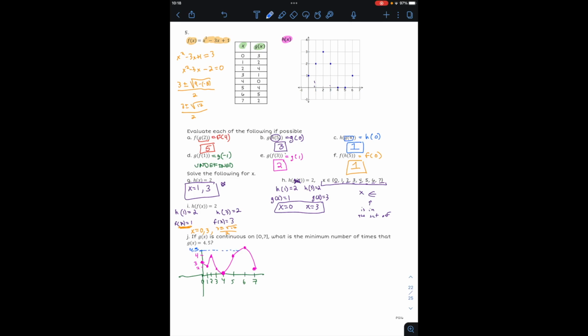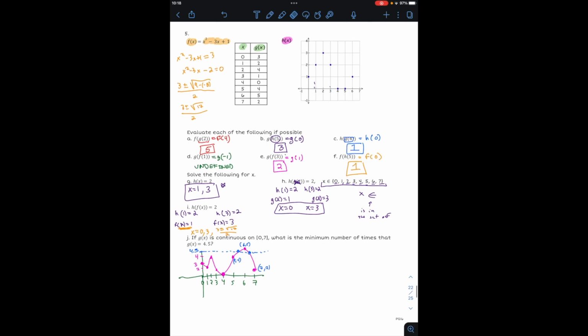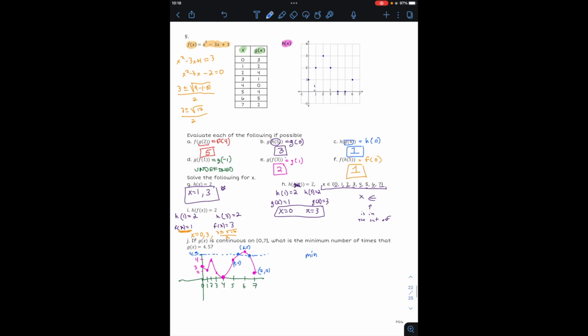And if we draw this line out, we can see we crossed it when we went from the 0.5, 4 to 6, 5. Very logical. But the sneaky thing is we also cross it when we go from 6, 5 back down to 7, 2. So there's actually 2 places that we must cross it. So it must be a minimum of 2 times. Minimum twice.